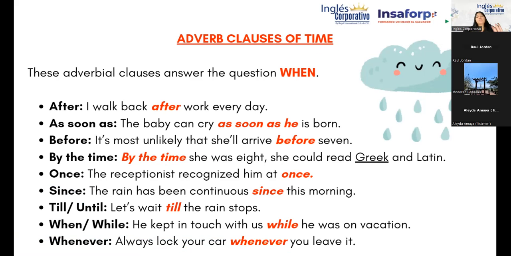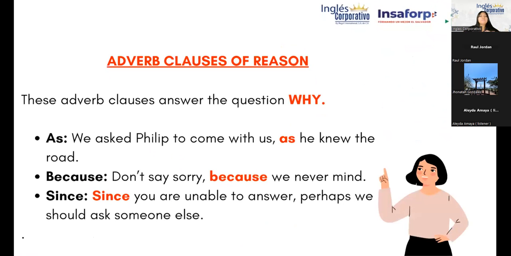Okay, so right now we are just checking vocabulary, okay? Just for you to probably get the idea. But those are adverbial clauses, okay? For time. Yes? Now we also have adverb clauses of reason. And we have just three, yeah?